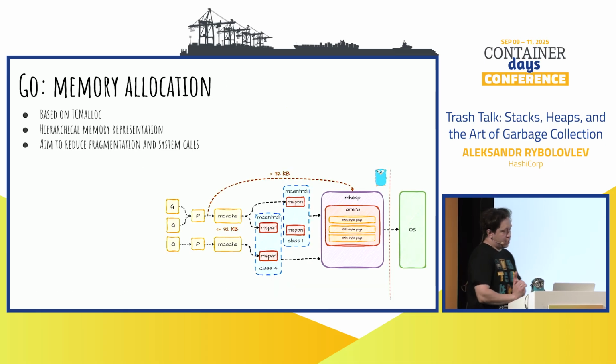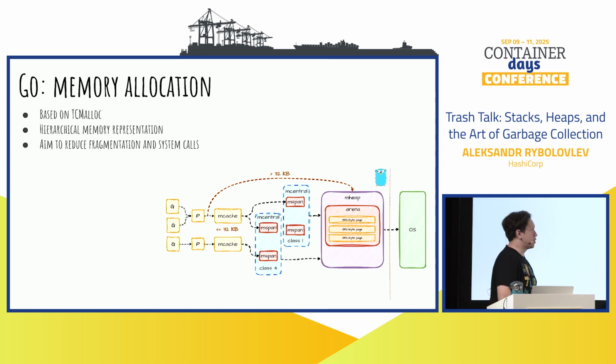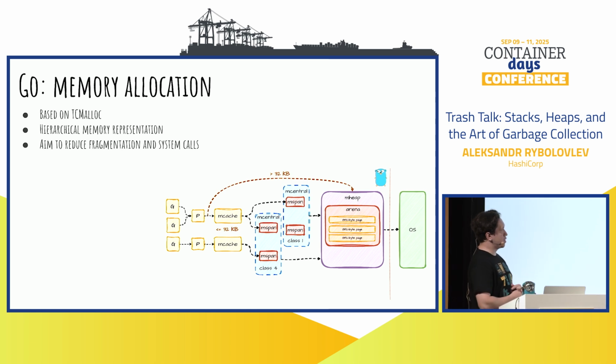Go memory allocation is a very interesting and a very complex topic, and I want to just give you a brief overview of it. The Go memory allocation model is based on TCMalloc, a project developed by Google to improve memory allocation in languages like C and C++. It represents memory in a hierarchical way. You can see this in this picture, a high-level overview of all of those levels in the memory. It aims to reduce fragmentation and the number of system calls that your program will make in case it needs more memory.